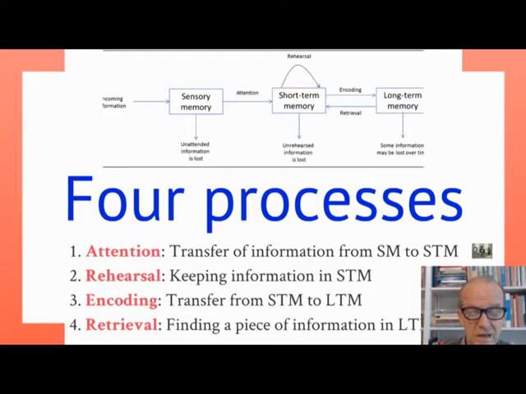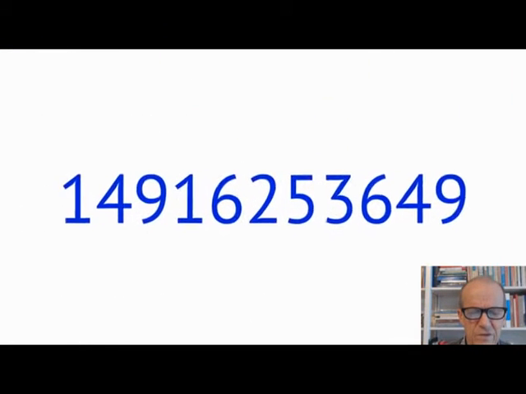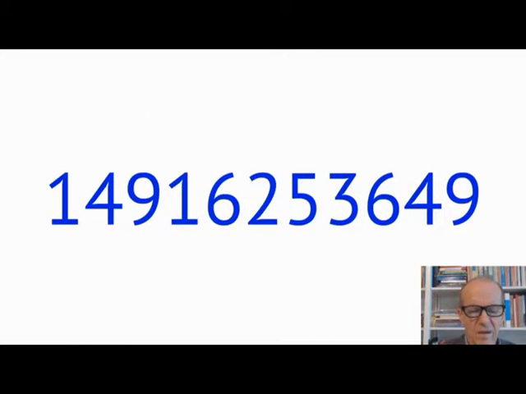Let's have a look at this particular list of digits. 1, 4, 9, 1, 6, 2, 5, 3, 6, 4, 9. Imagine that you have to learn these digits by heart and that you have to reproduce them, let's say, after a couple of minutes. 1, 4, 9, 1, 6, 2, 5, 3, 6, 4, 9.